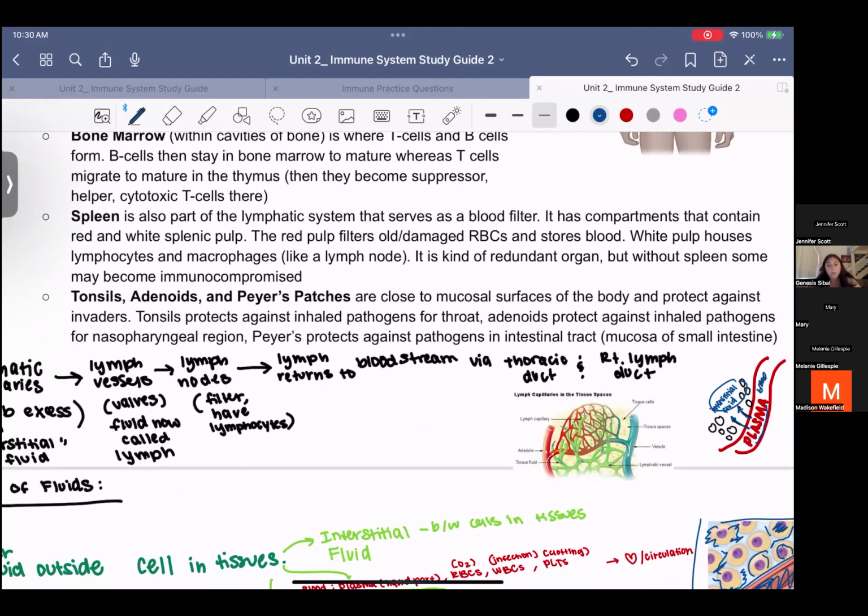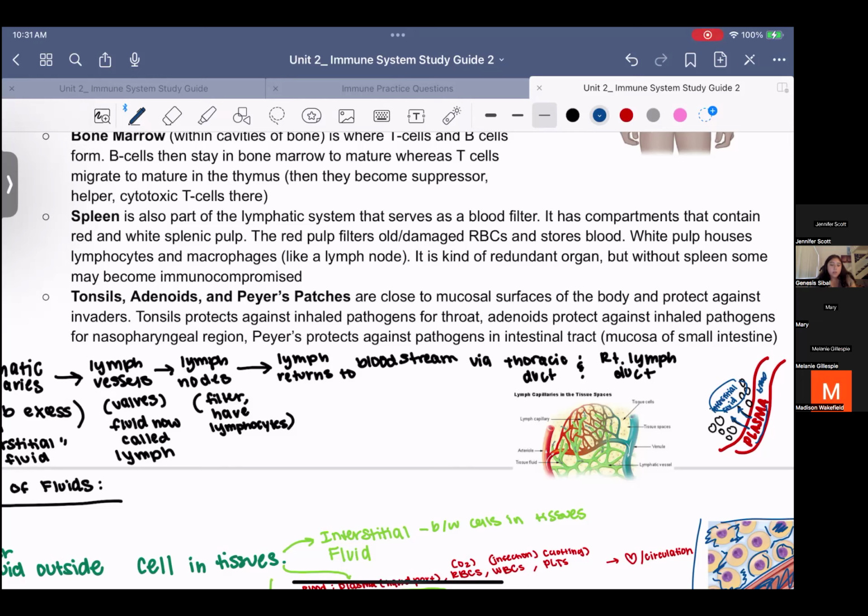The red pulp helps filter old damaged RBCs, and that makes sense because it's red pulp and stores the blood. And then the white pulp houses lymphocytes and macrophages like a lymph node. So again, that makes sense because I think about it like white pulp, white blood cells. It's again kind of a redundant organ. Some people are able to go without it, they get it removed, it's not going to kill them. But if you already are immunocompromised and you get it removed, then that obviously won't help the situation out.